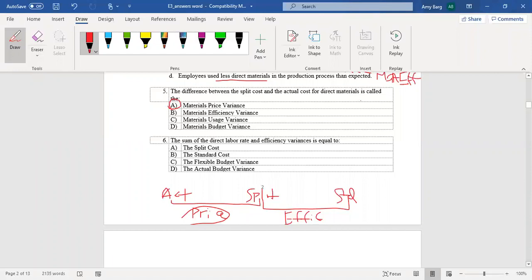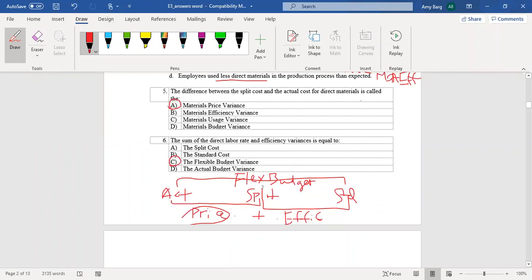The sum of the direct labor rate and efficiency variances is equal to, okay, so this is saying this price variance and this efficiency variance, if we add them up, what's that equal to? That's like saying the difference between the actual and the standard. And that, my friends, is the flexible budget variance. So that is letter C.